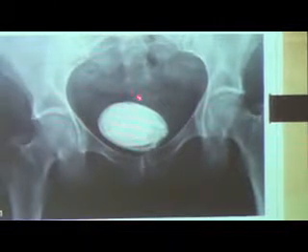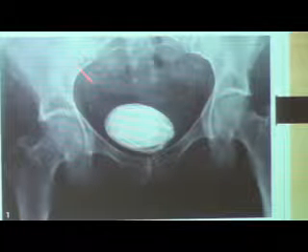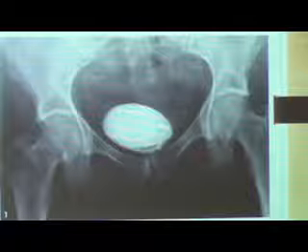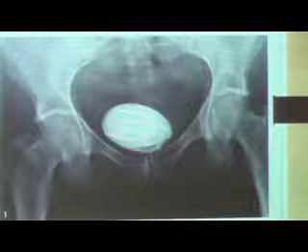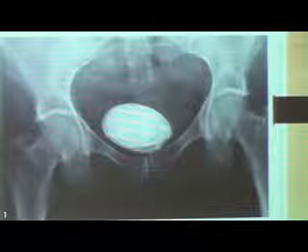So in this X-ray we can see a 5 by 3 centimeter oval opaque mass in the pelvic area. So the most likely diagnosis will be a uric acid bladder stone. At the very least, you should say bladder stone, okay?